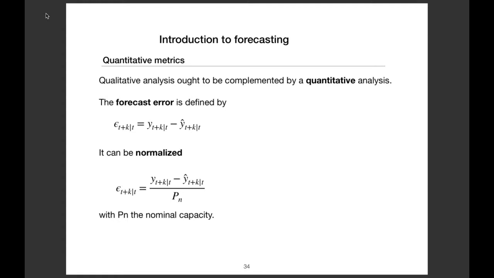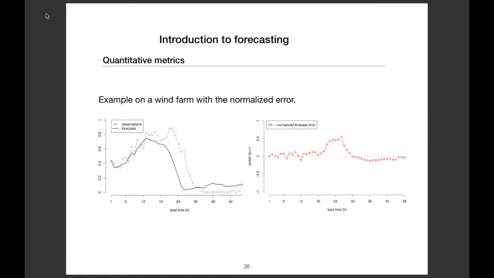Okay. So you compute the error for each time step. And then you can normalize it, for instance, by dividing this error by the nominal capacity. Like that, you will have something that is expressed in percentage. When you do that, you just compute the forecasting error. So let's take an example on a wind farm with a normalized error. On the left figure, you have the observation and the forecast. Here, for instance, typically you have a phase error between the forecast and the realization. And then on the right, it is the computed normalized forecasting error.